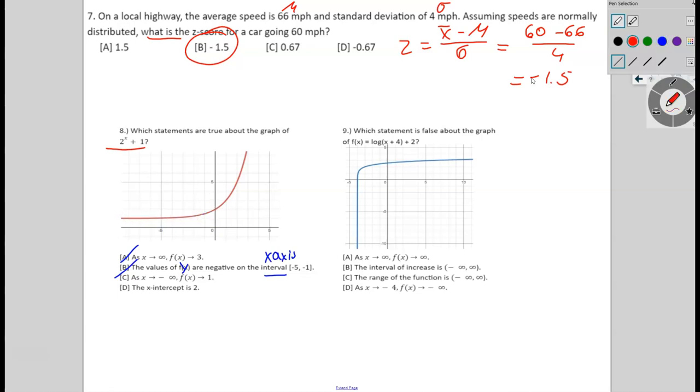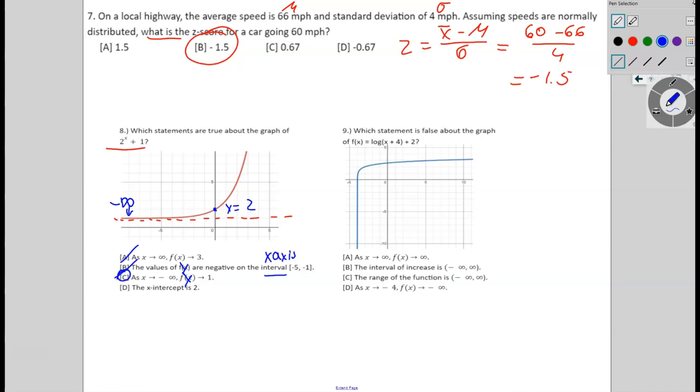Now, next option, option C. Option C says as x approaches negative infinity, my function is approaching 1. And that is correct because my function y is approaching my asymptote. So this is our correct answer. And then let's check the last one. The x-intercept is at 2. No, it's not. Our function's y-intercept is at 2. Okay, not x.